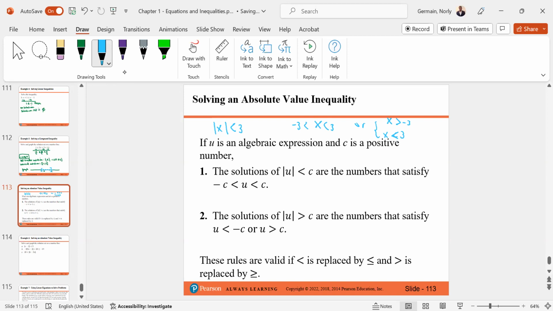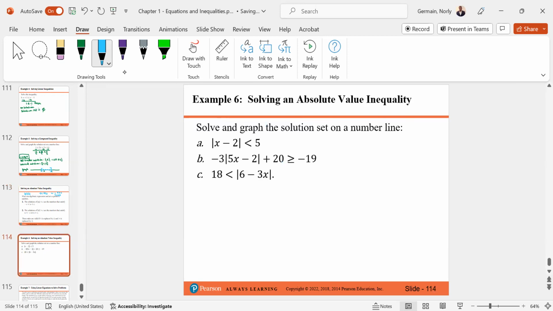The solutions of absolute value of U greater than C are the numbers that satisfy U less than -C or U greater than C. These rules are valid if the less than is replaced by less than or equal to, and greater than is replaced by greater than or equal to. So we have a variety of absolute value equations that we can use to explain this closer.